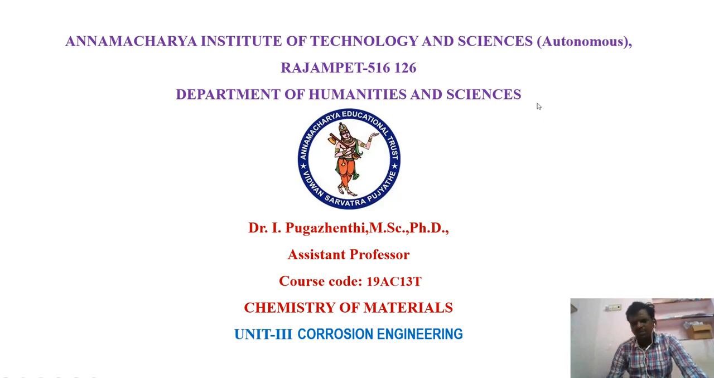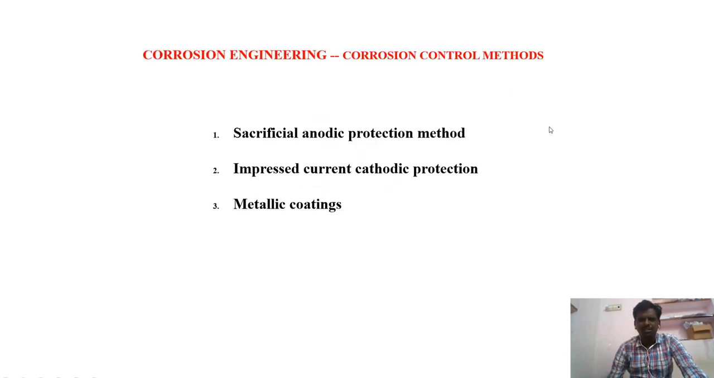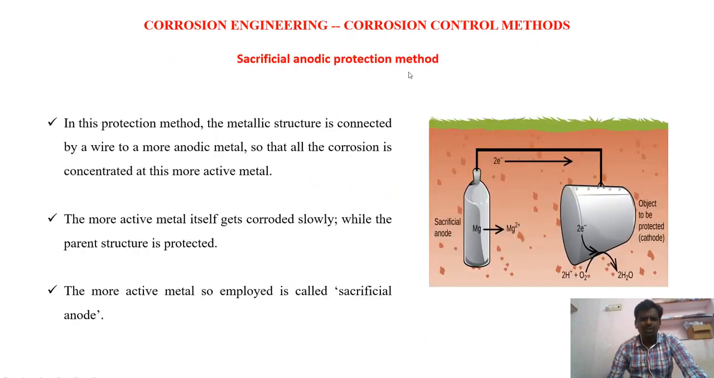In this session, we have to discuss some corrosion control methods. These are the methods to be discussed. And the first one is the sacrificial anodic protection method. In this method, the metallic structure which has to be protected is kept as a cathode, and this cathode is connected to a more anodic metal through a wire.